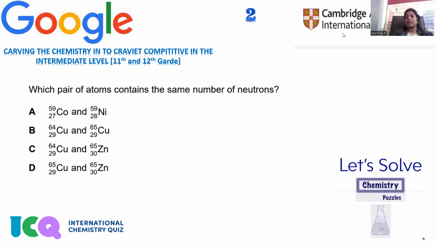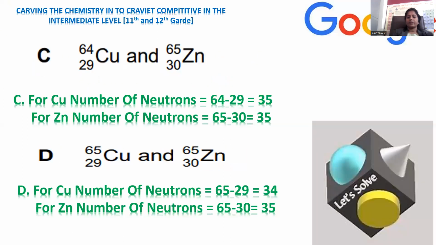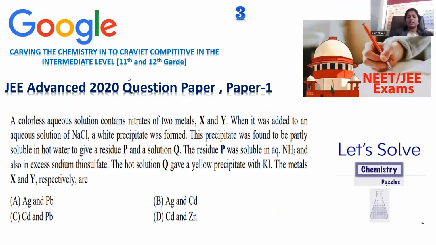This question is collected from Cambridge Assessment International Education. Move on to question number 3. Question number 3 is collected from the JEE Advanced 2020 question paper. In that question paper, we have paper 1, right? From that, this kind of question is collected.